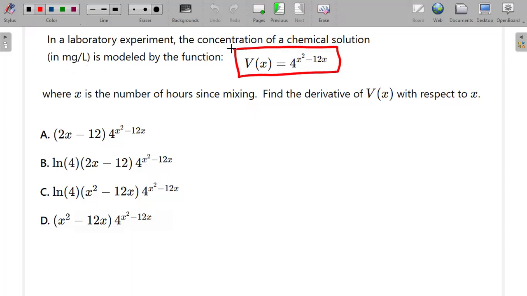function here. So you can see it's V of x is equal to 4 to the power x squared minus 12x, where x is the number of hours since mixing. Find the derivative of V of x with respect to x.